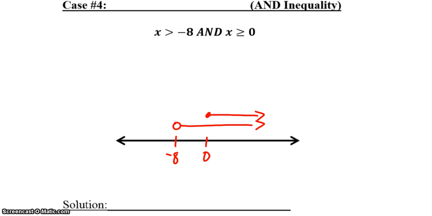Now in an AND inequality, they must overlap. These two inequalities overlap in this section here. So it is that overlap that is our final answer. Our final answer here would just be x is greater than or equal to 0.